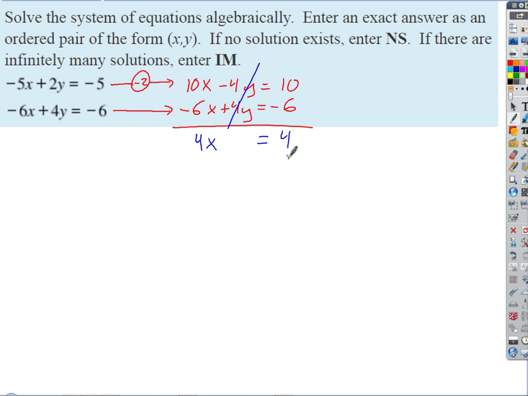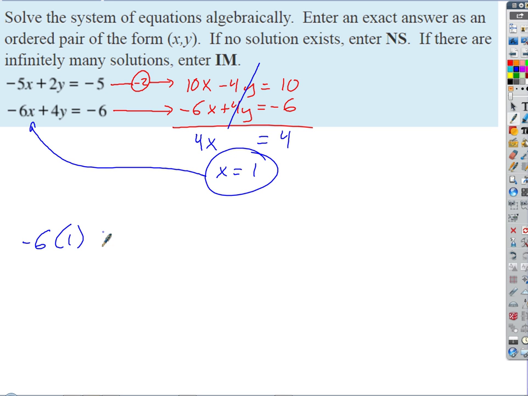So the y's disappeared, and I get the simple equation 4x equals 4, which gives me a solution of x equals 1. Now what? Well, now I've got to find the y value. So I'll just go back to one of my original two equations and solve for y. Pick the easiest one. In this case, it doesn't really make much difference. I'll just pick the bottom one. So if I plug x equals 1 into the bottom equation, I get -6 times 1 plus 4y equals -6.